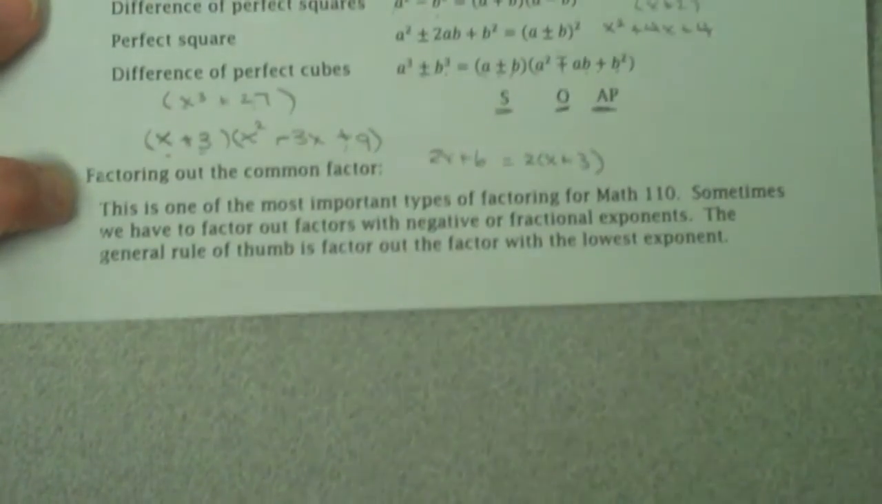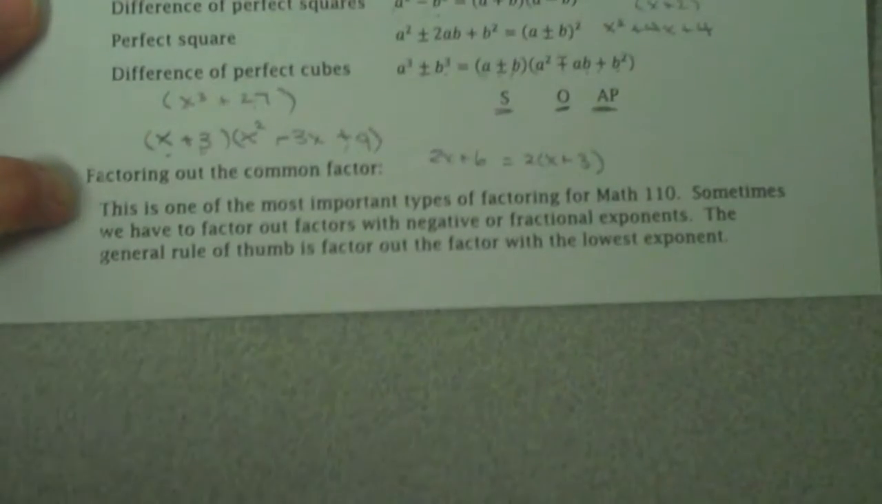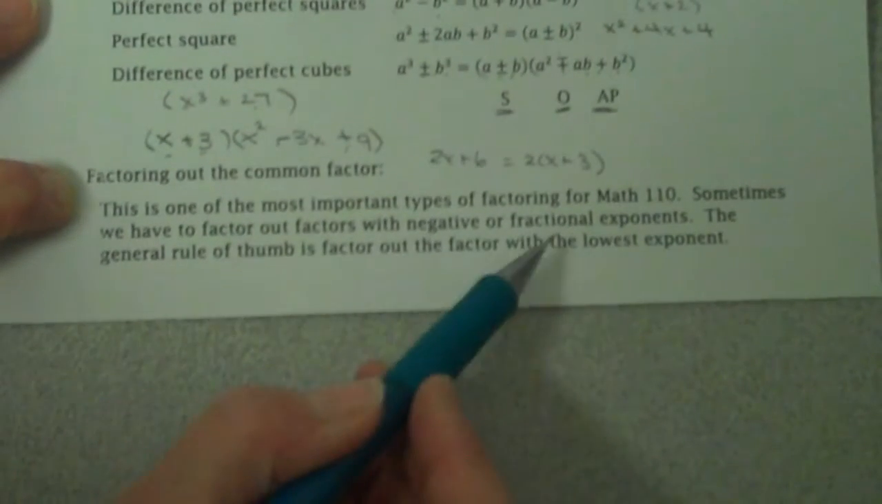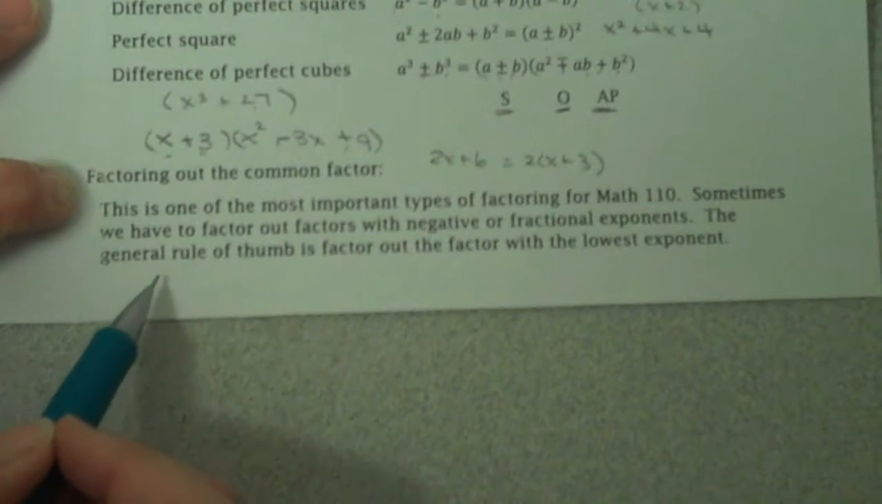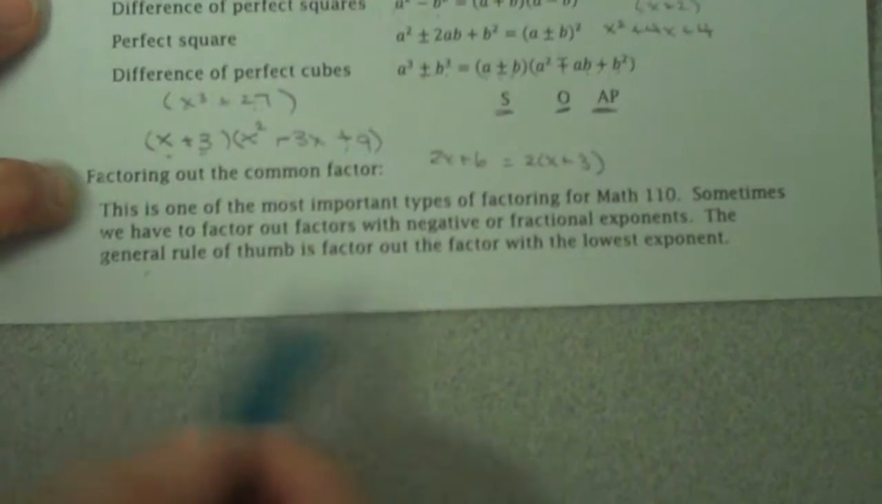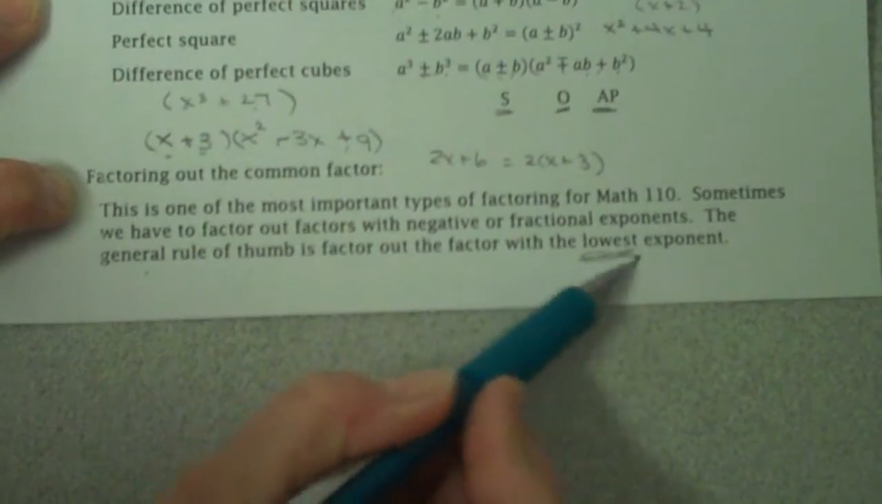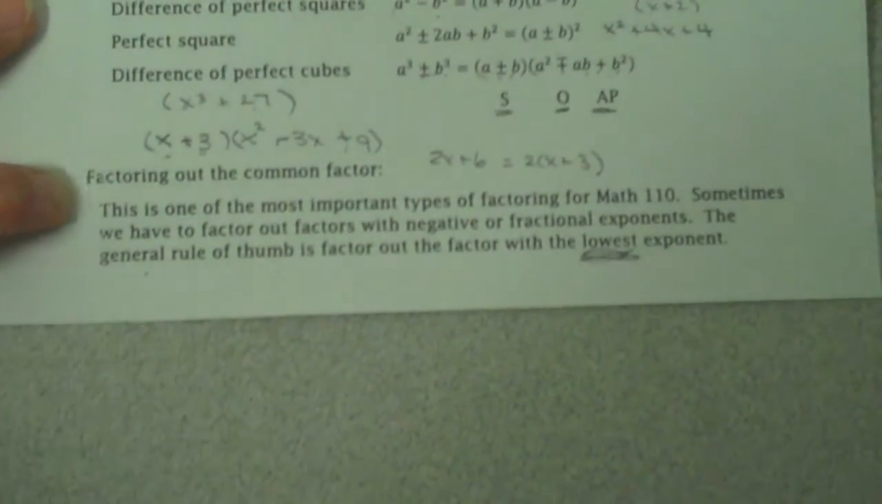This gets more complicated, but same idea as we move into 110. Sometimes we have to factor out negative or fractional exponents. And in that case, we are always going to look for this general rule of thumb, that is, find the lowest exponent and factor it out, no matter what. So here are some problems that I'm calling building the skill, because it is a skill that once you get the hang of it becomes very simple, and it's extremely useful in Math 110.